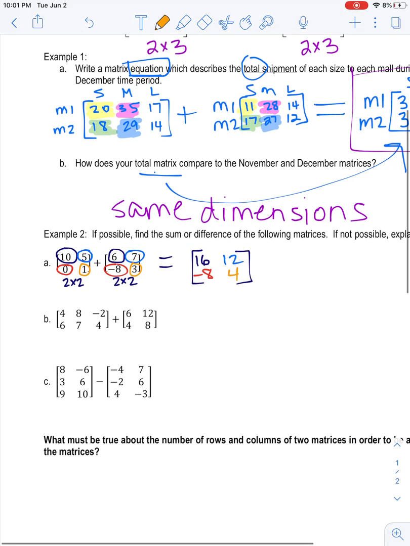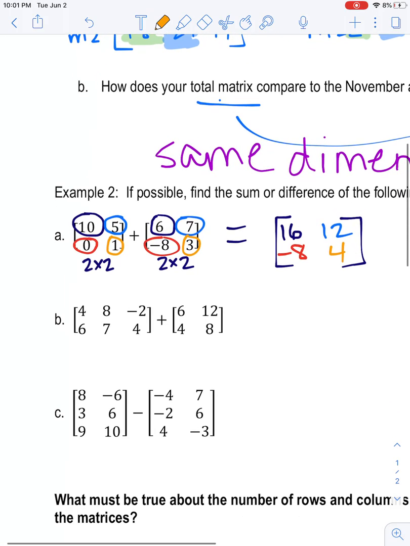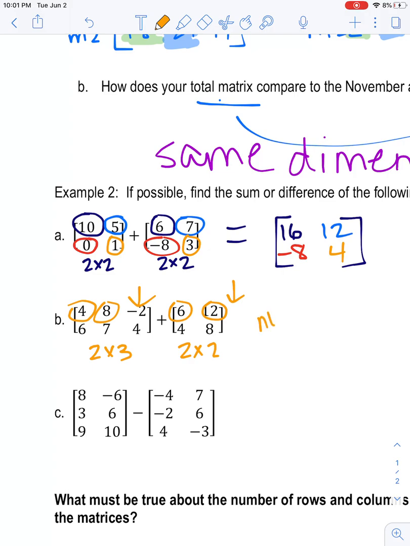When I take a look at part B, I have a 2 by 3, and I'm trying to add that with a 2 by 2. If we were to start by adding these and then these, notice you run into a problem. You've got a third column here, and there's no third column here to match up with that. So this is not possible.